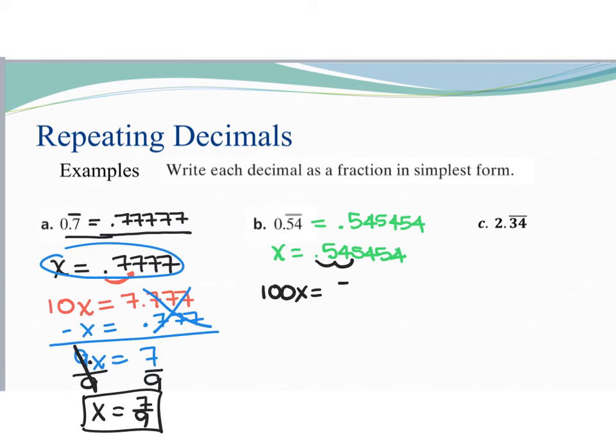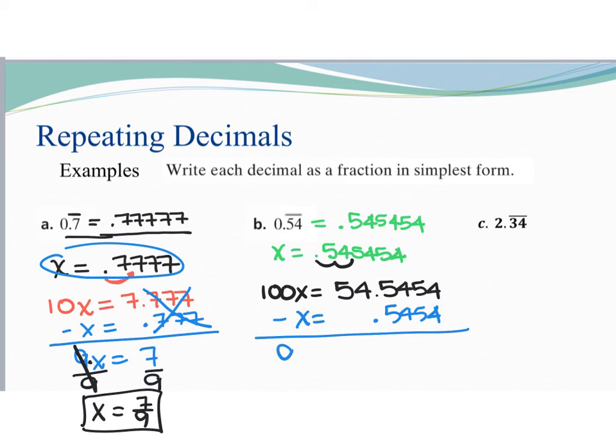So that means now that I'm going to write 100x equals, and if I multiply 0.545454 by 100, I end up with 54.5454. And again, just like in the example of part A, I'm now going to subtract my x so that I can get rid of the repeating portion. Well, x was really equal to 0.5454 repeating. When I subtract these, I have 100x minus x, which is 99x. My repeated decimals are going to cancel out, and that's going to leave me with 54.